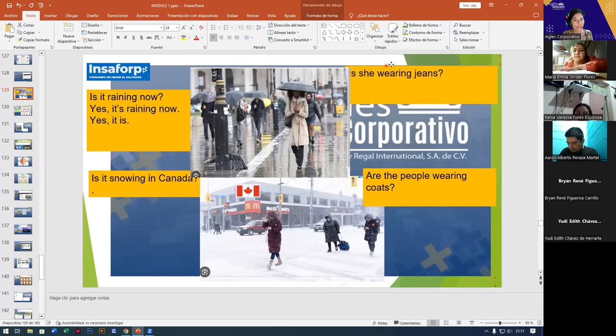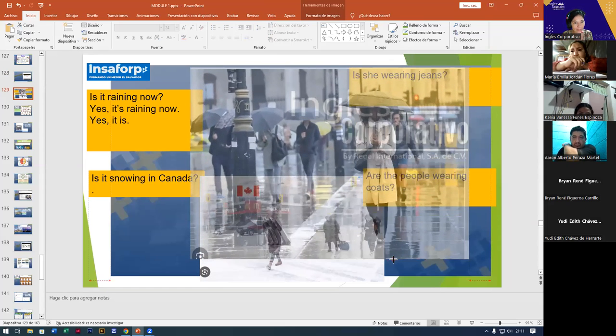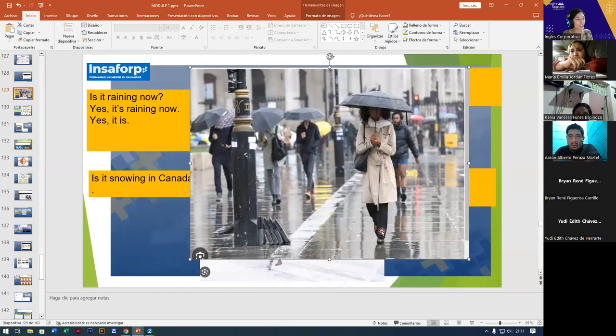Now let's check here. If we say in the next question, is she wearing jeans? And now we're talking about this woman. We're going to make it bigger. Is she wearing jeans? Affirmative or negative? Negative. Teacher, negative, right?